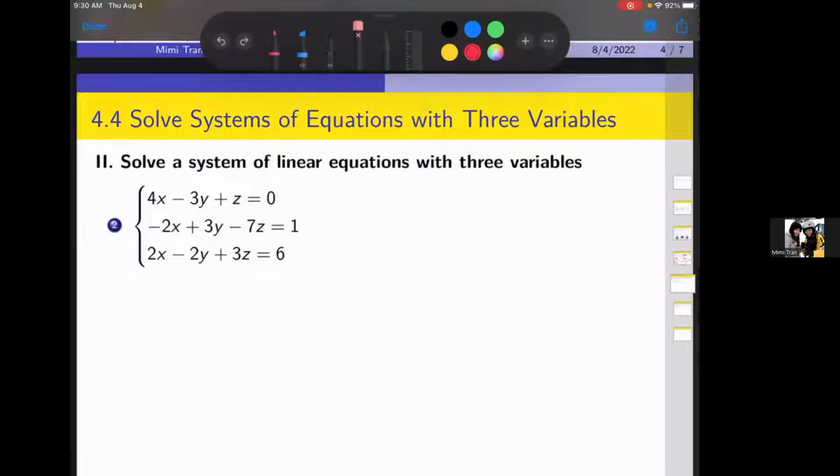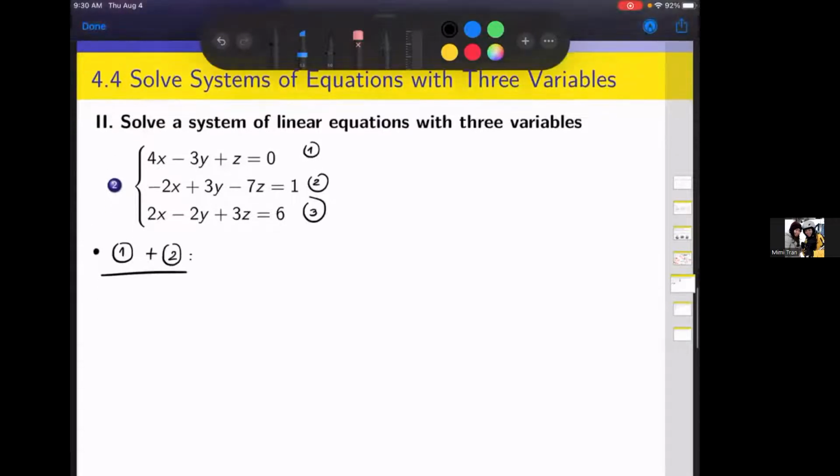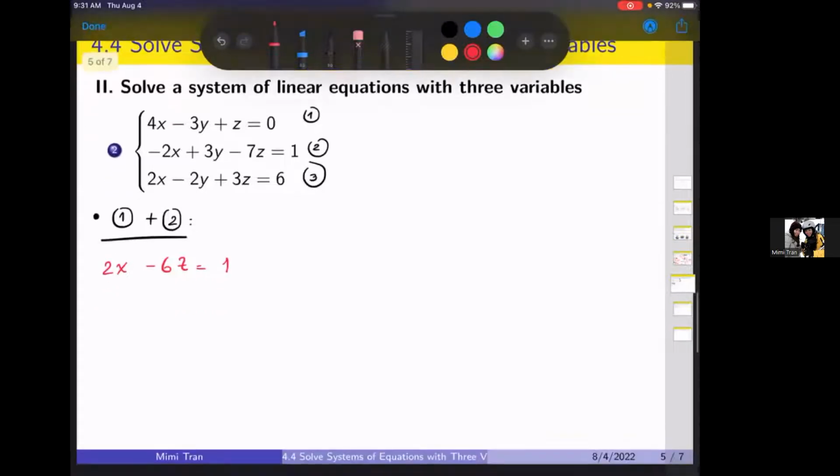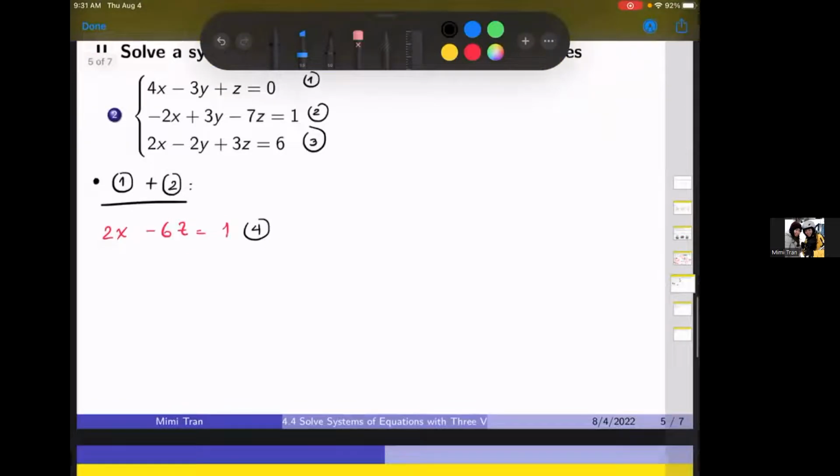So what I'm going to do is label these 1, 2, and 3. The first step is I'm going to take equation 1, add to equation 2. I don't have to rewrite it. It's pretty straightforward. So 4x minus 2x is 2x, and then y is gone. Positive z, negative 7z, so minus 6z equal 1. Do you guys okay with me doing that? Yeah. All right, this is equation 4. It's new now. It's only 2 variables.